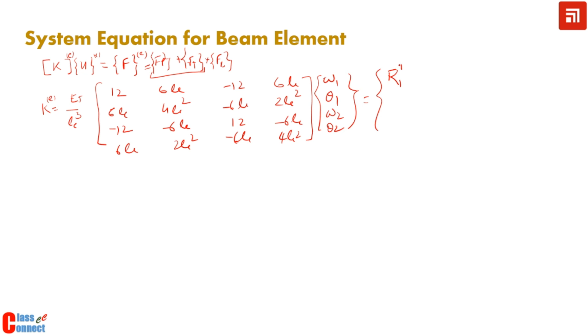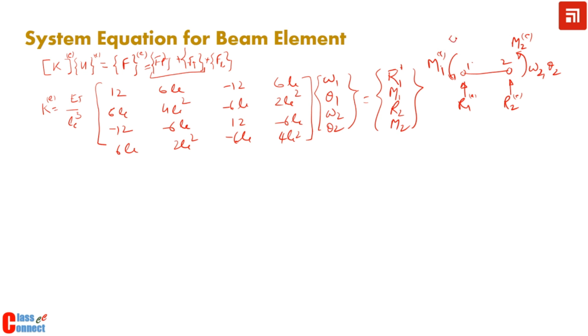We call it R1, M1, and R2, M2, so these are at node number 2. So our element representing a beam will have the forces R1 and R2 for the eth element, and then we have the moments at node number 1 and node number 2. This is the positive sense, and we will have the nodal variables omega 1, theta 1 and omega 2, theta 2. So this is the general element matrix for a beam.